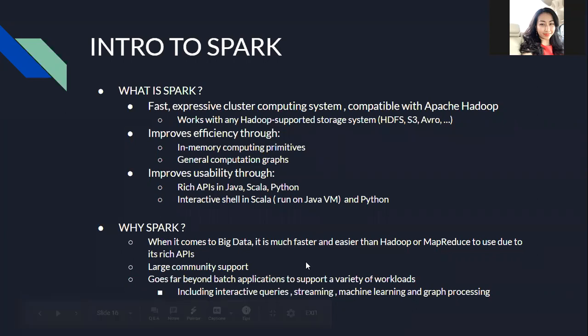So let's talk about why Spark. It has large community support. It's faster and easier than Hadoop and MapReduce, because with Hadoop and MapReduce, you need to know Java. In Spark, you have the option of Python and R, and it has a really rich API environment and support. It supports batch applications, streaming applications, machine learning, and graph processing. So there are a lot of workloads that Spark can handle.